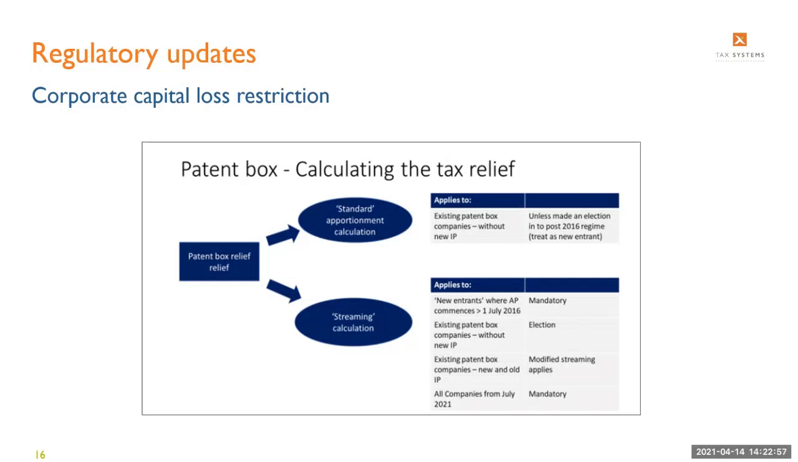The calculation involved gets quite technical, but originally it was performed on the basis of the trade as a whole, which could incorporate a number of different patents. However, following recommendations put forward by the OECD BEPS project, the UK was required to move the calculation to be applied on a more patent-to-patent basis, known as streaming.